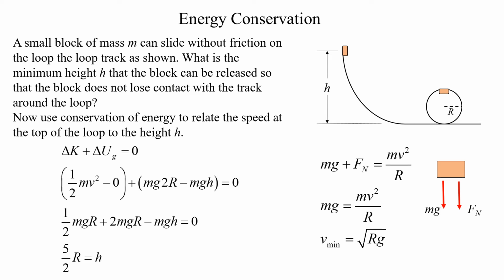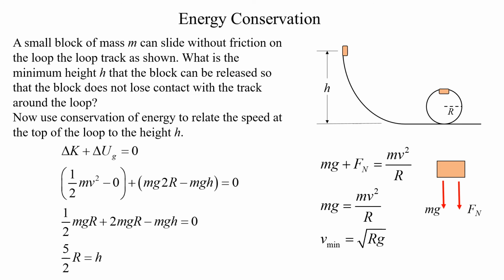So we replace the v squared with rg. So I've got 1/2 mgr plus 2 mgr minus mgh equals 0. The mg divides out because we have an mg in every term. So I get 1/2 r plus 2r, which is 5/2 r, will equal the height h. So that's the minimum height we need to release the block so that it will make it through the loop without falling.